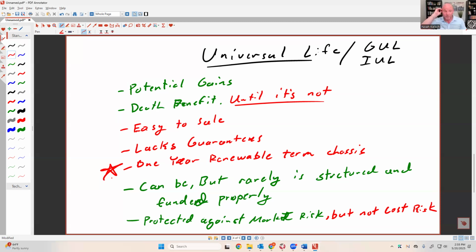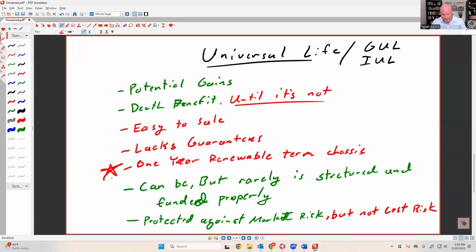Even if it's structured properly, if you don't fund it properly, there's a high probability of it running out, and that's not good. You want that life insurance policy to last you until you die. You don't want it to cancel ahead of time.